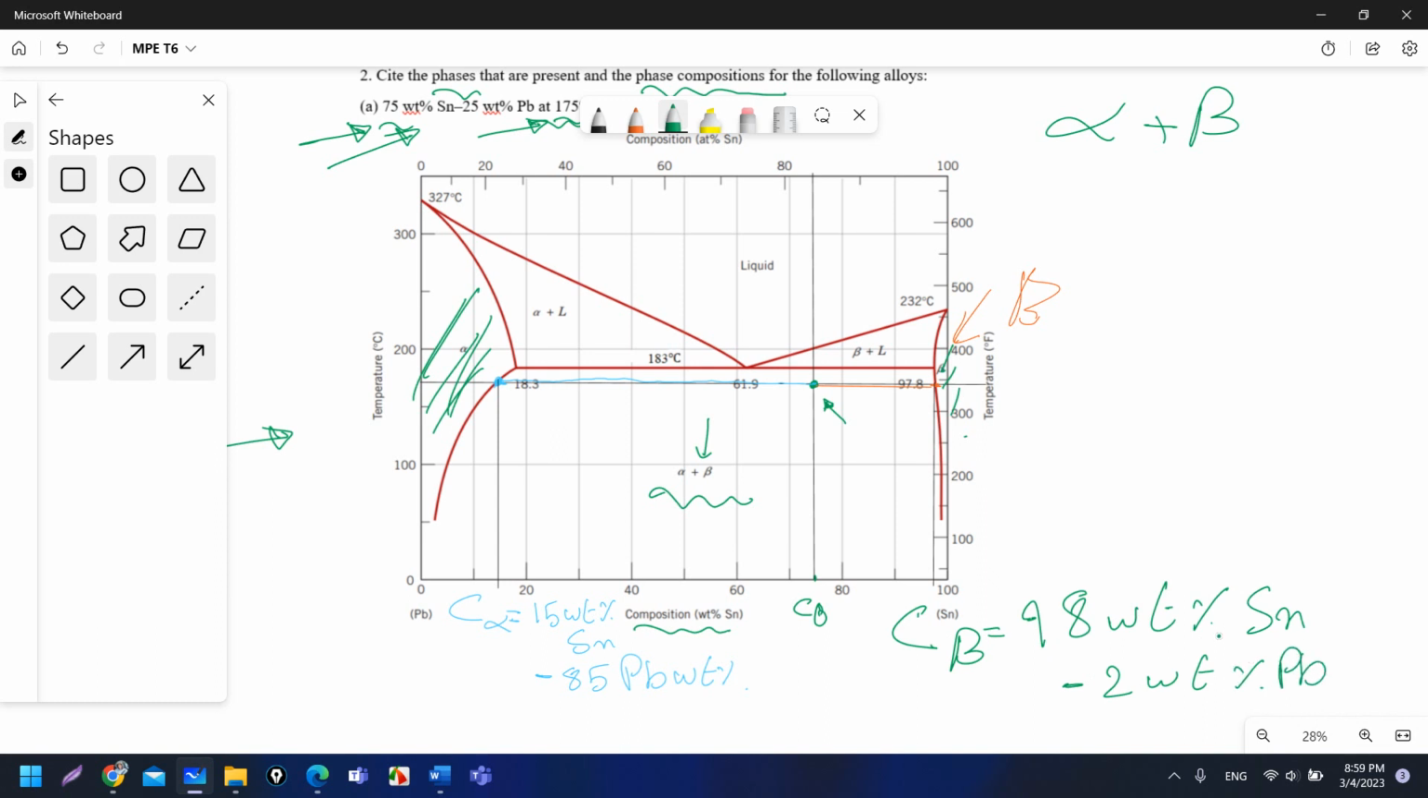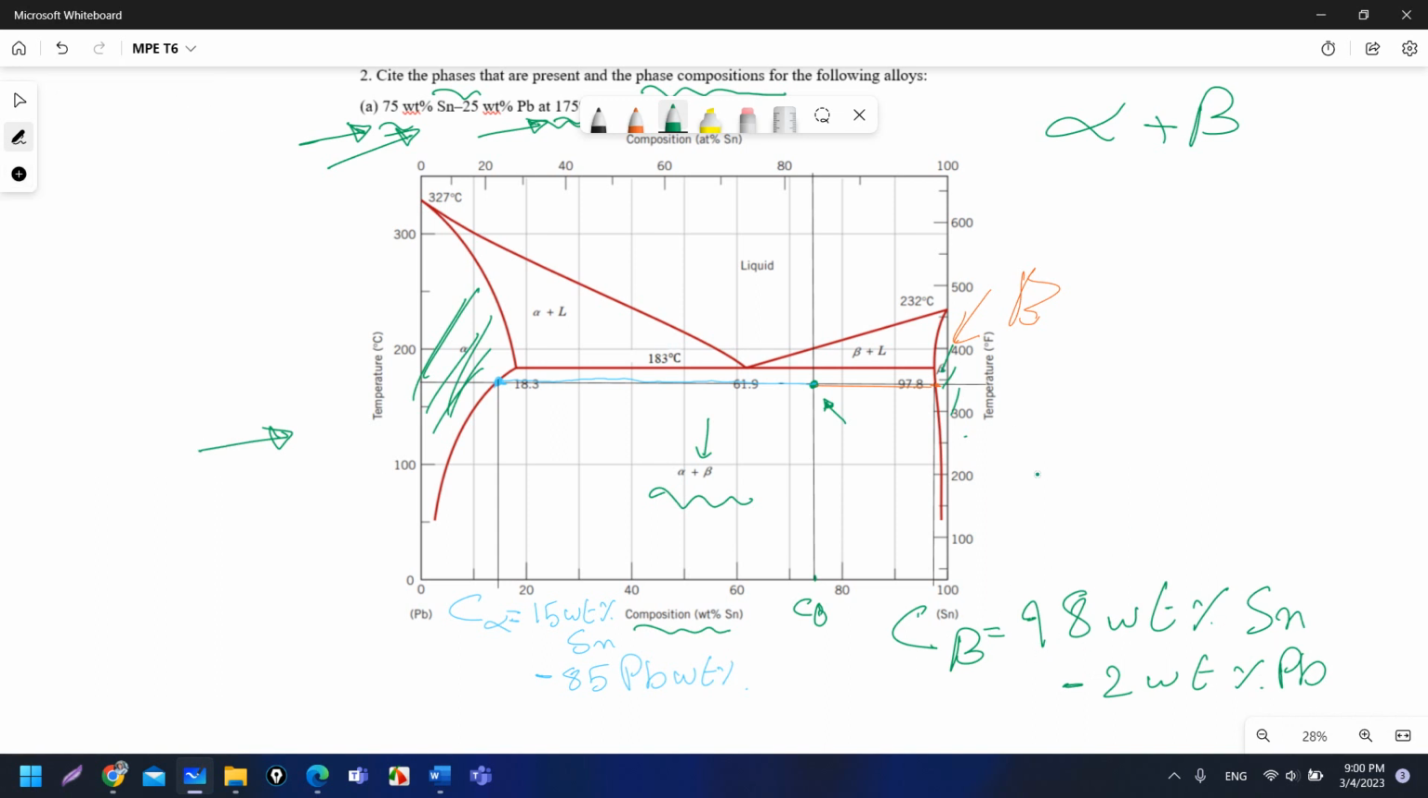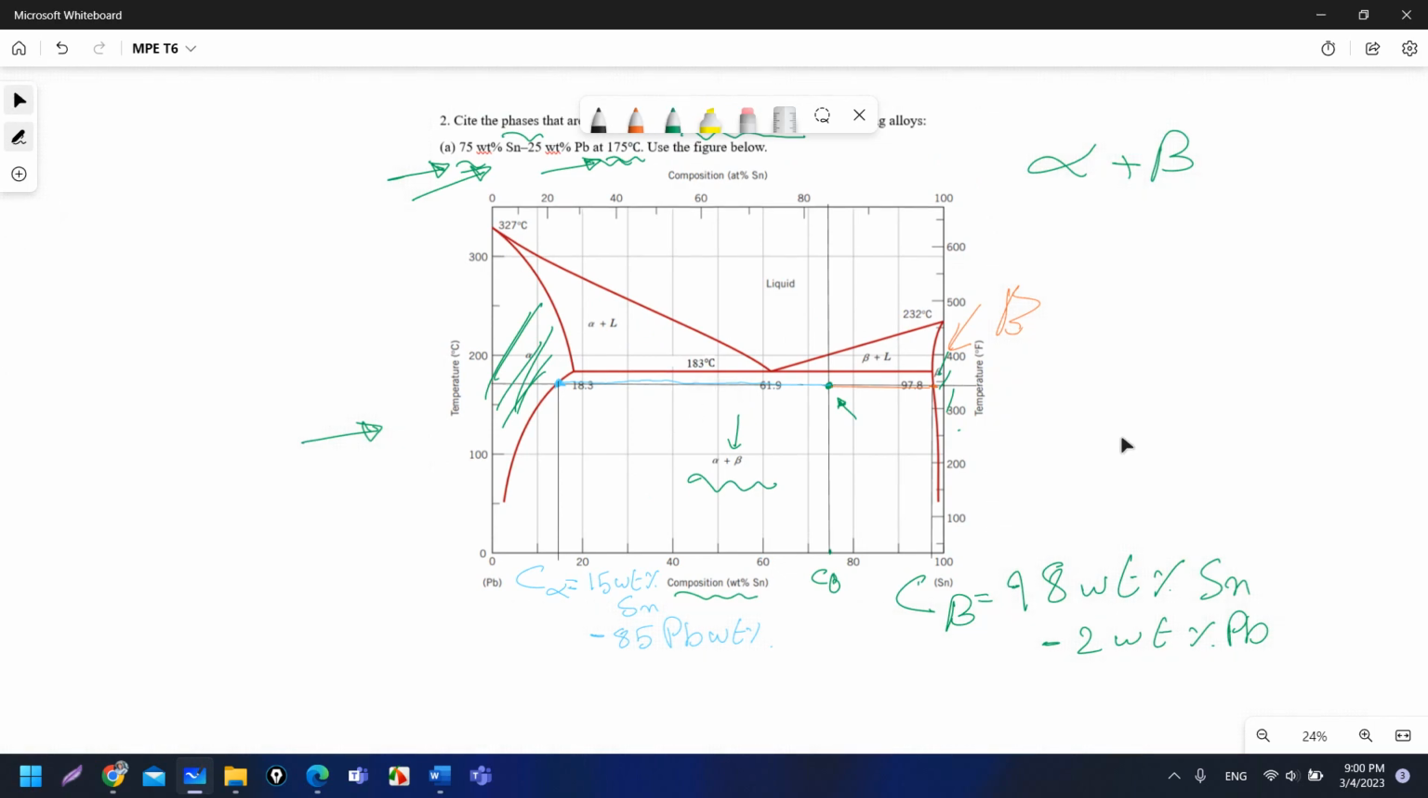You can approximate, maybe you will have different values or different numbers, but approximately around this value, 98. That is for this alloy.